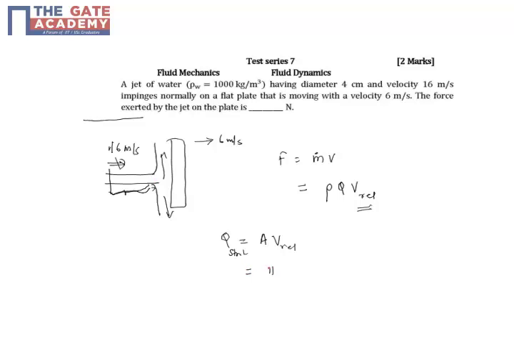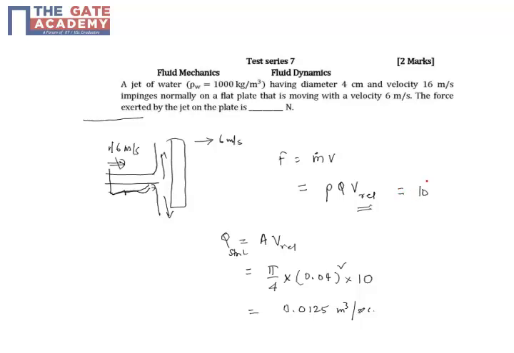So area of cross section is pi by 4 d square, where the diameter is 0.04 meters, and V relative is 16 minus 6, so that is 10. So this comes out to be 0.0125 meter cube per second. So we use it here.